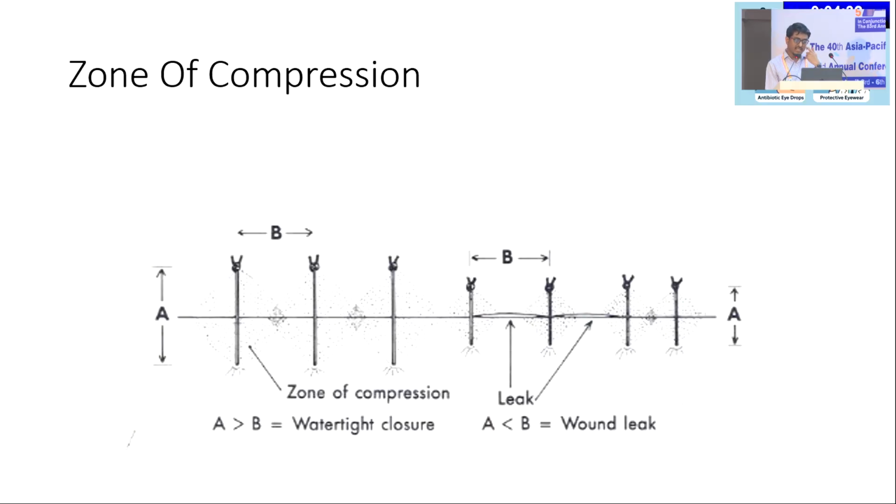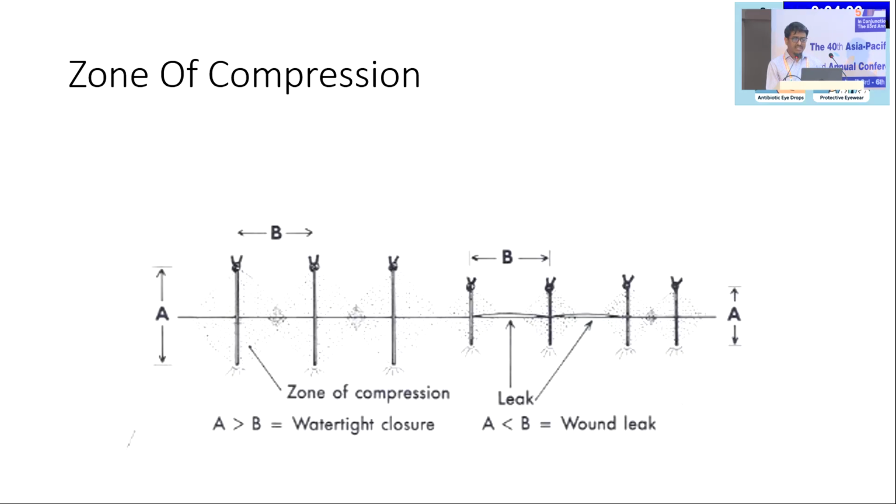As far as zone of compression is considered, for any incision or any tear to close, n number of sutures should be placed. Now, how does the suture close? We place sutures. If there are longer suture bites, then it will have a longer zone of compression. And for a tight wound, one should have an overlapping zone of compression.